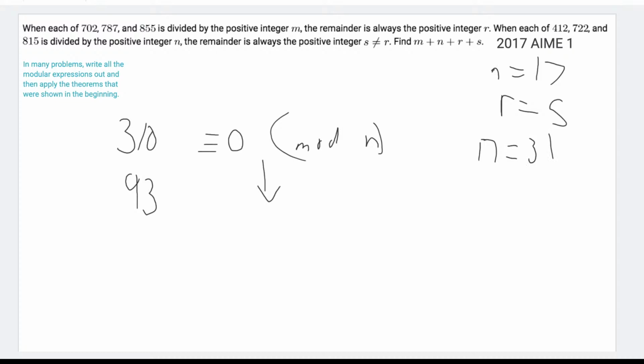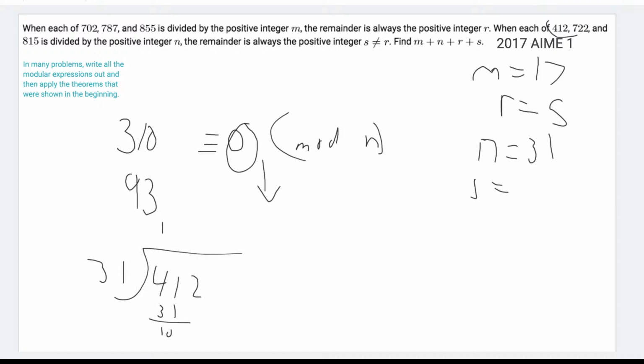Now the remainder is not 0, note that, because that was when we subtracted the remainders, which made them 0. Now we actually divide 31 into one of these three. We'll divide 412 by 31 to find the remainder, which is s. We want to find what s equals. So 412 divided by 31, and after you divide it, you get s equals 9.